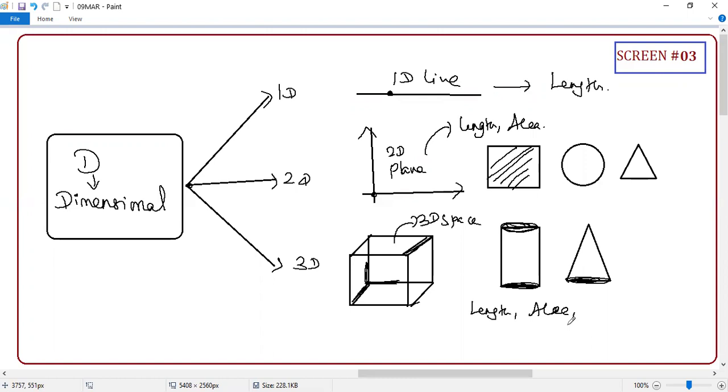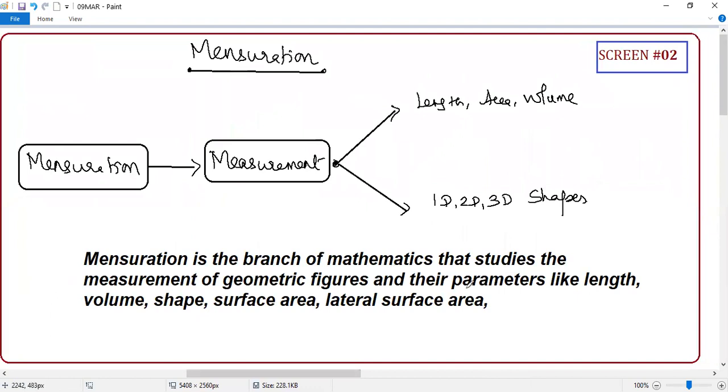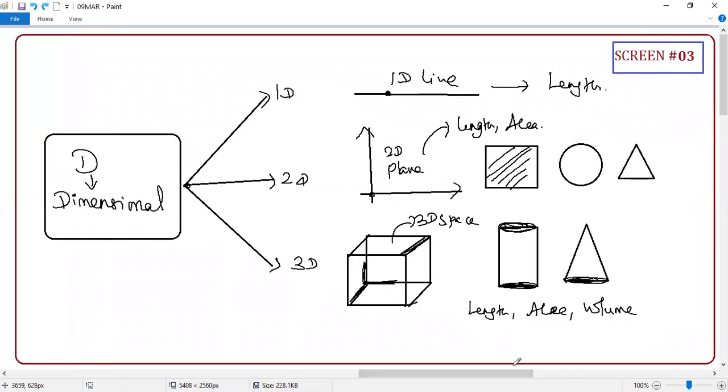Also, you can measure one more thing. What is that? In 3D, it has capacity, meaning volume. Correct or not? So it has three different parameters you can measure. Guys, this is the measurement of the parameters. What are the parameters? Length, area, volume. Are you clear, student? So please realize that 1D means I can measure only the length. 2D means I can measure length and area. 3D means I can measure length, area, and volume.